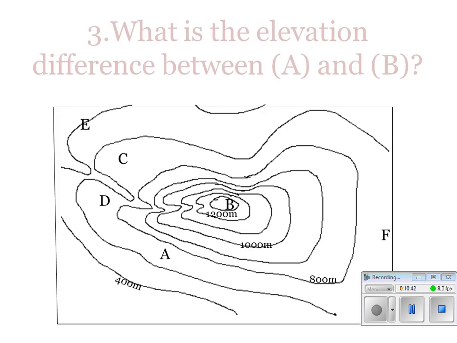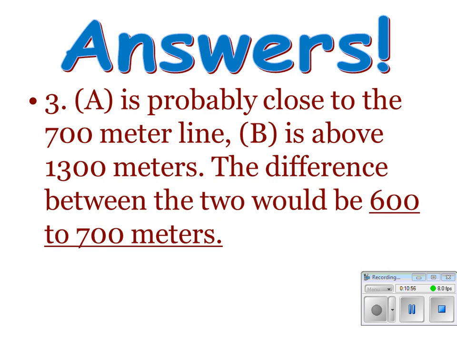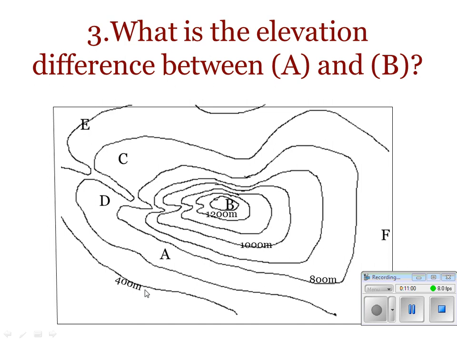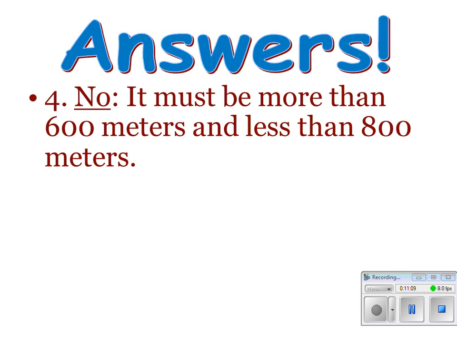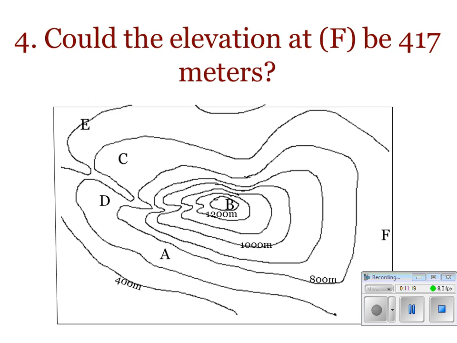to 700 meters. Here's A, there's B, and we've subtracted, because we're going to say this is above 1,300, and A is probably close to 700. Because there's 400, there's 800, this must be 600, A is in the middle, so it's probably 700. Number 4, no, it must be more than 600 meters and less than 800 meters. The question from 4 was, could the elevation at F be 417 meters? Here's F. No, it could not be. This right here says it's 800, so F could not be 400.